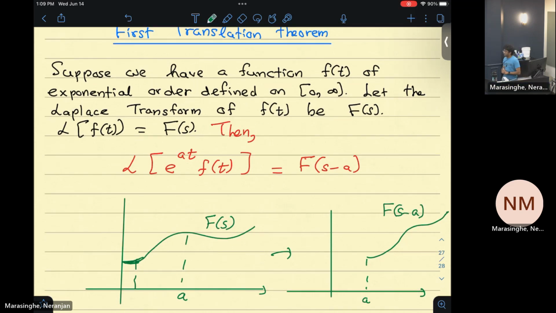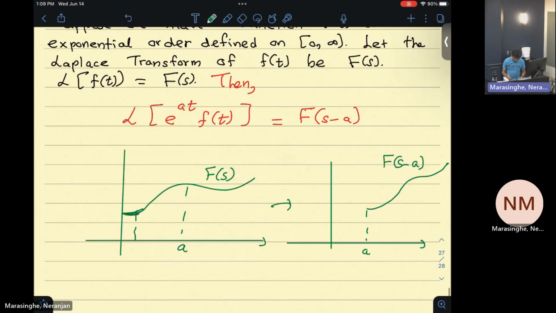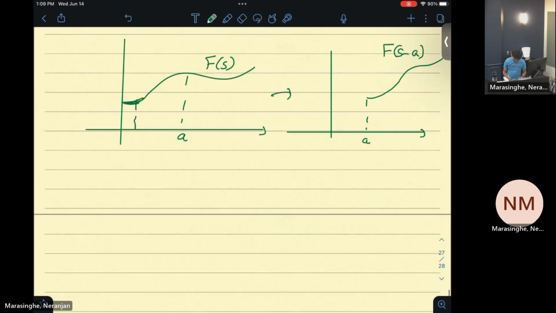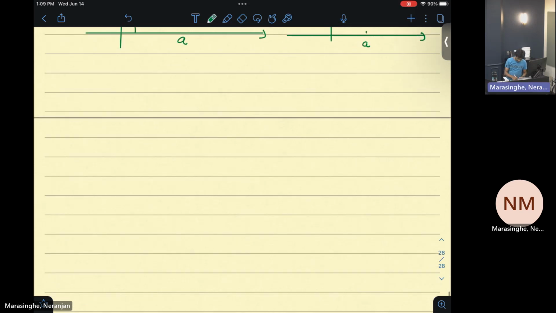Theorem. Suppose I have some function. Let's consider u(t). Now you are familiar with what is u(t), right? u(t) is a function that is 1 when t is positive and 0 when t is negative. Suppose you have function u(t).